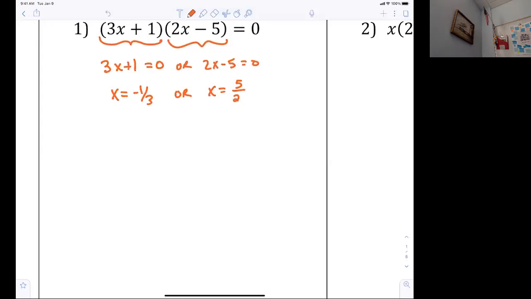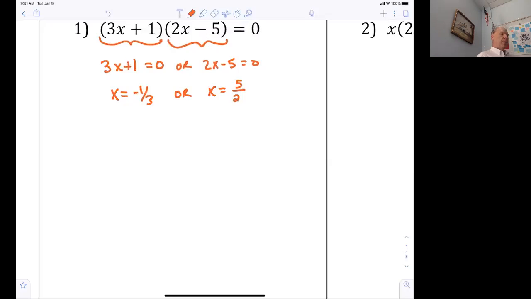On the first one, subtract 1, divide by 3, negative 1/3. That's all there is. Anybody have any questions? So the rule is: factor, then set the factors equal to 0. The only thing different between yesterday and today is that after you factor, you set the factors equal to 0. That is all there is to it. Some of the factoring can be tricky.